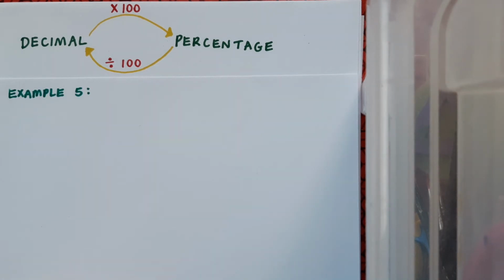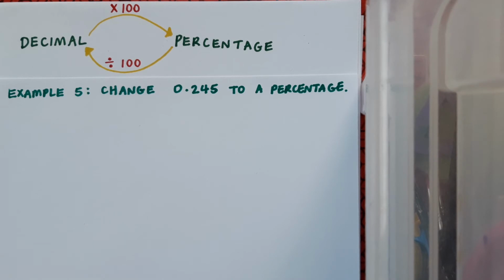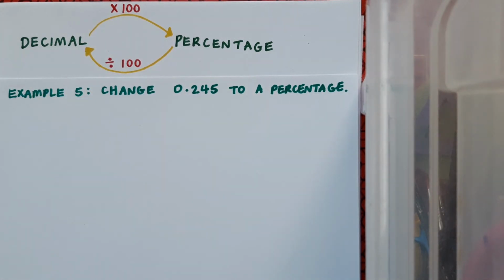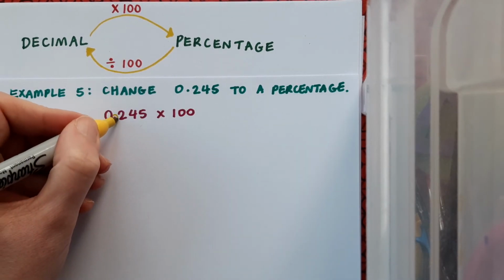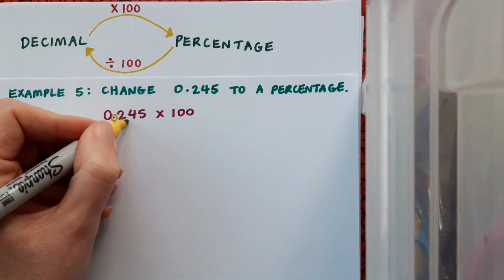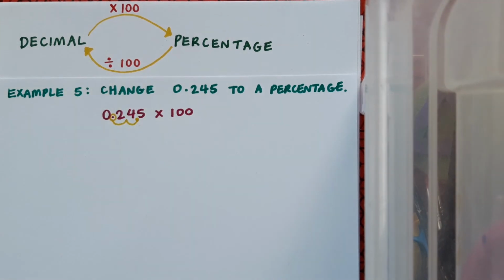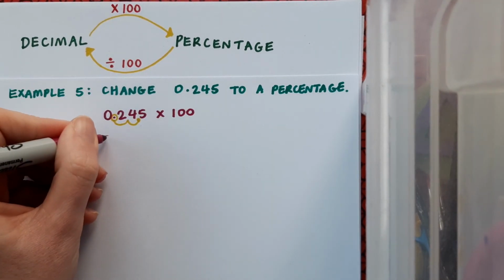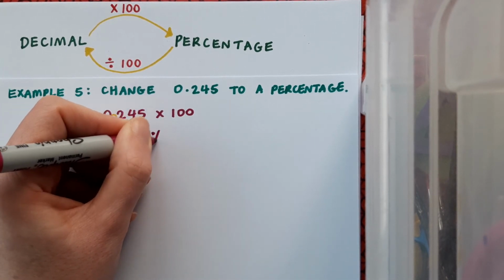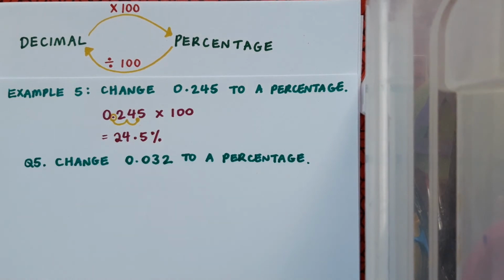Let's start by changing a decimal into a percentage. So we're going to change 0.245 to a percentage. So like we said, to change from decimal to percent, we're going to multiply by 100. So let's write that calculation down. And of course, we have a nice quick way of multiplying by 100 when we're looking at a decimal. So all we have to do is locate our decimal point and then move it 2 places to the right. So I'm going to move it over here in between the 4 and the 5. And my solution is going to be 24.5%.